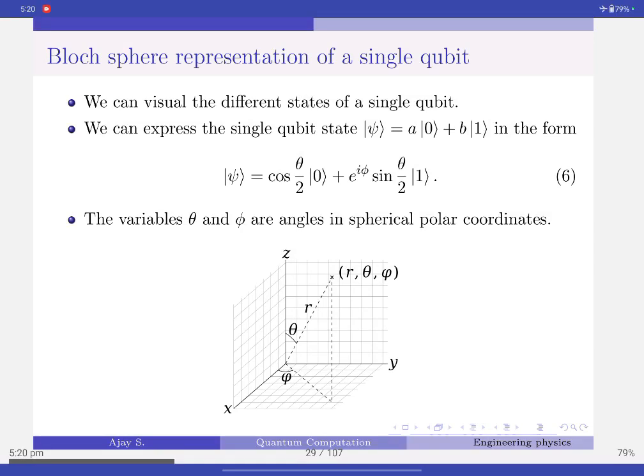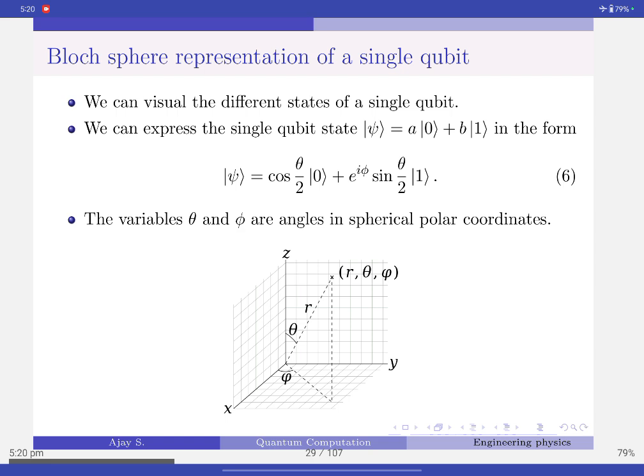Welcome back. So in our previous video, we learned about classical bits and quantum bits. Now let us represent single qubits on a Bloch sphere. The Bloch sphere representation of a single qubit. One can visualize the different states of a single qubit.